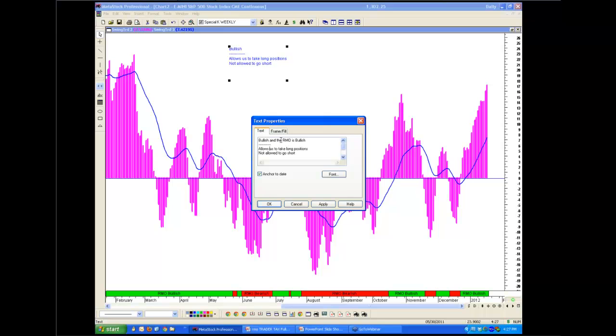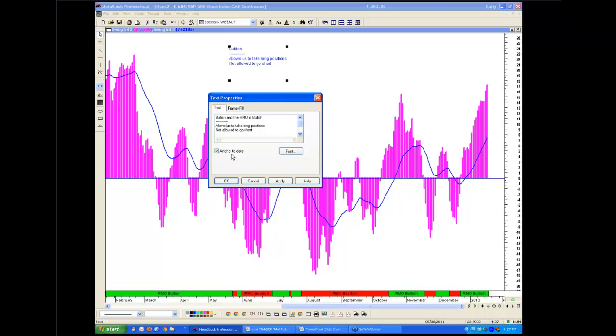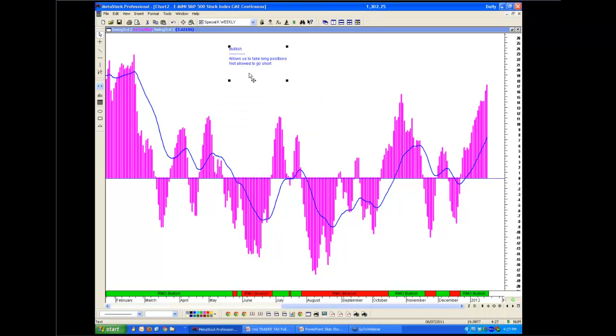So we want these two to match. We want this to be above 0. We want the other indicator to be above 0. Okay? So if they're both bullish, we're allowed to buy. If they're both bearish, we're allowed to short. What do we do if they don't match up? In other words, what happens if we have a long-term reading of bullish and a short-term reading of bearish?